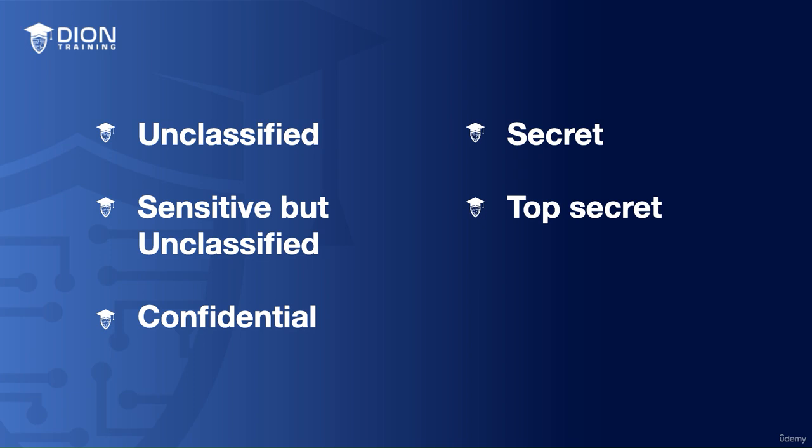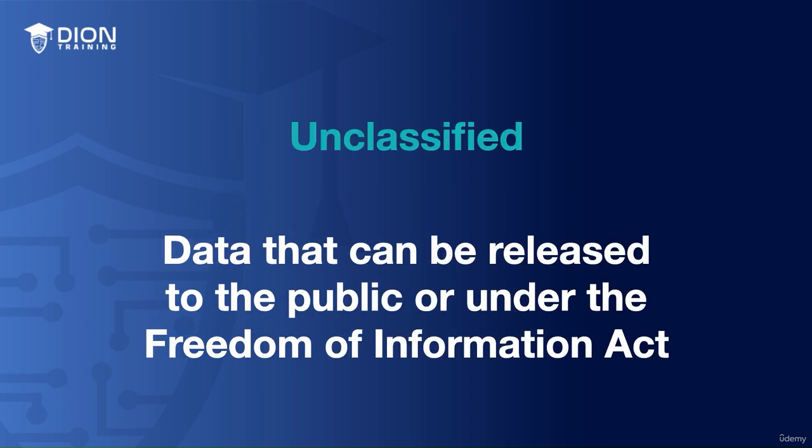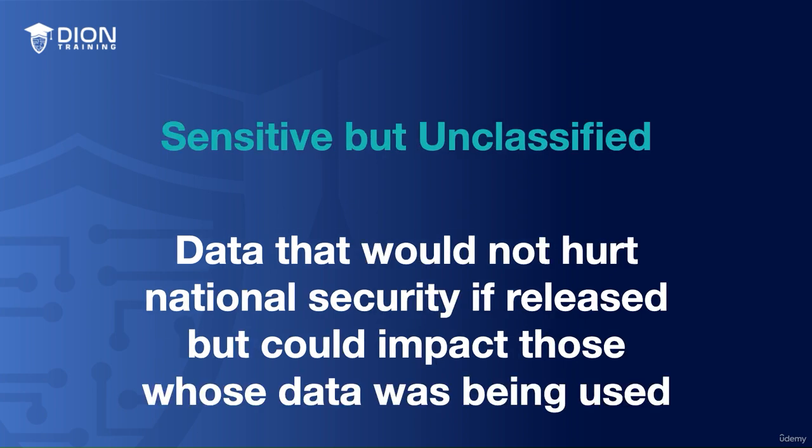The lowest classification is unclassified, and unclassified data generally can be released to the public either just in general or under the Freedom of Information Act. So there's actually a law in the United States that the public has a right to know information about their government. And if you submit a Freedom of Information Act request to one of the government organizations, they have to find all of the unclassified data that matches those terms that you've asked for and then provide it back to you.